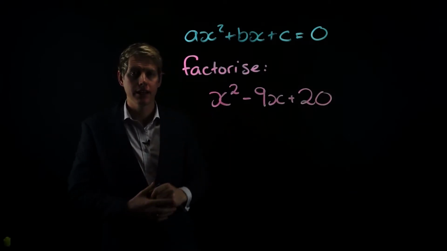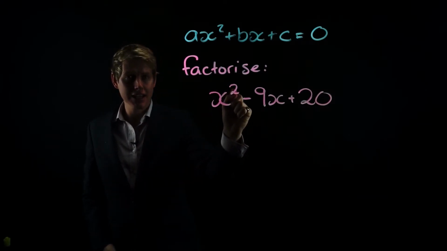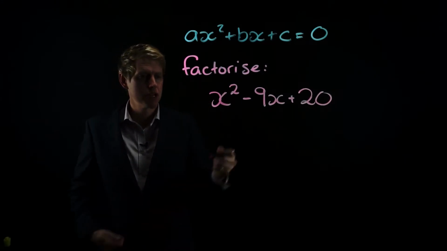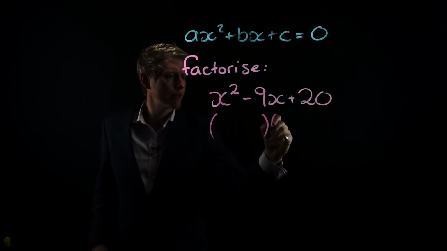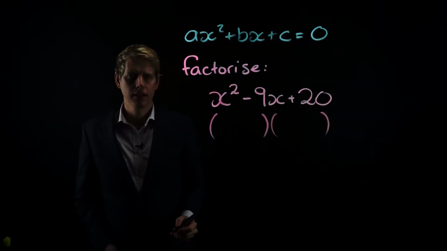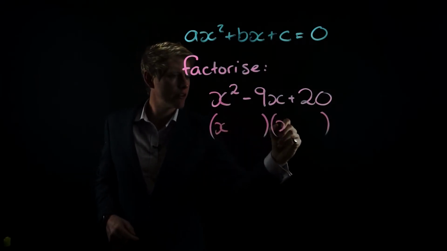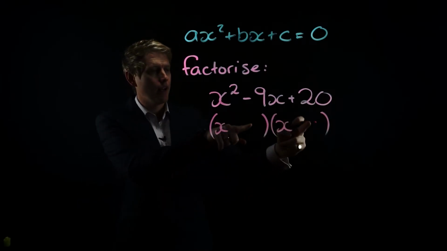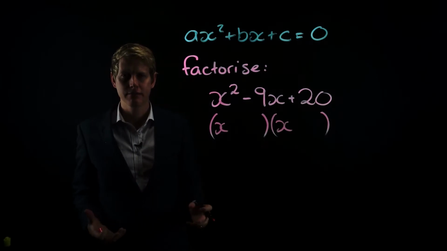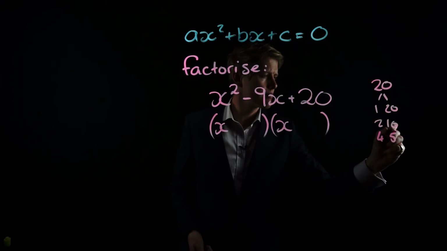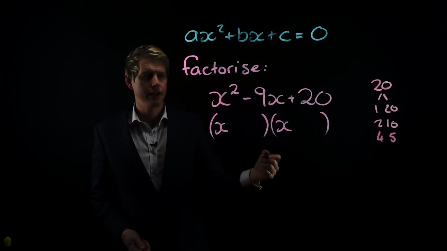Well, again, it's a quadratic. I know it's quadratic because the highest power is 2. The coefficient of x squared is 1, so I can go straight to putting my double brackets in. When I multiply my first terms together, I get x squared, so I know they both should be x. When I multiply my last terms together, they need to multiply to 20. So think of my factors of 20: 1 times 20, 2 times 10, and 4 times 5.